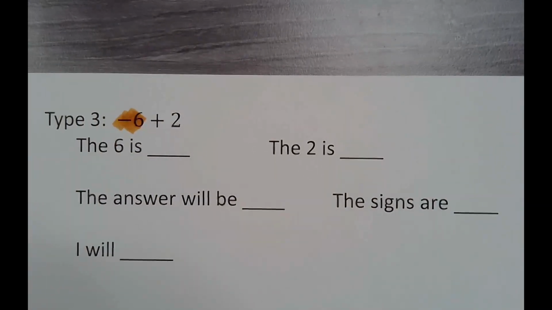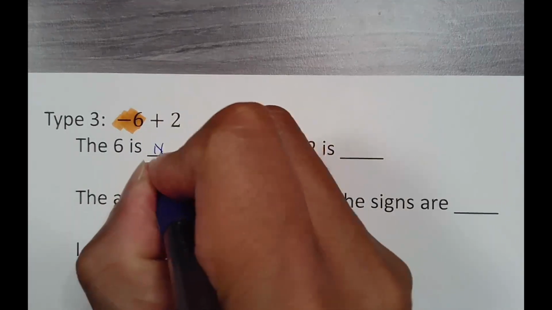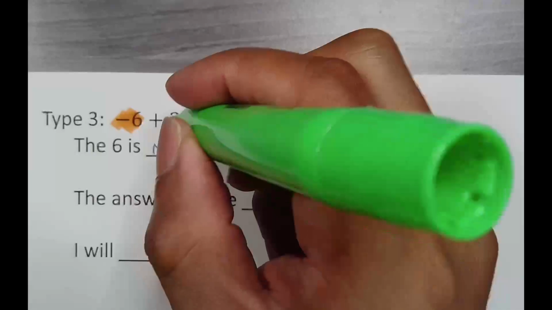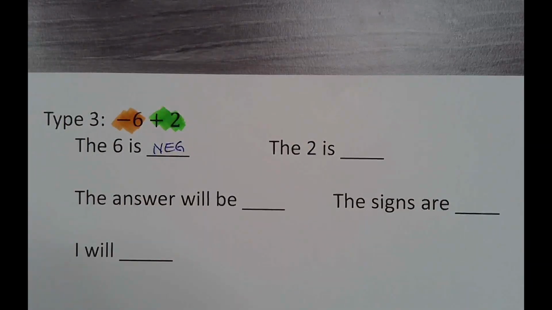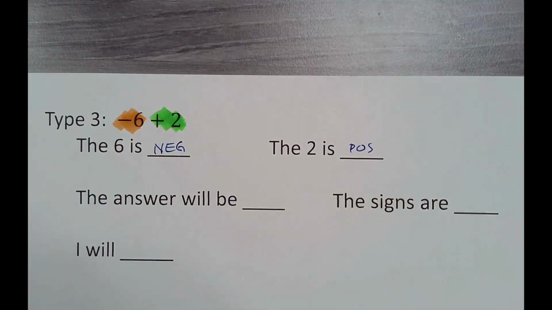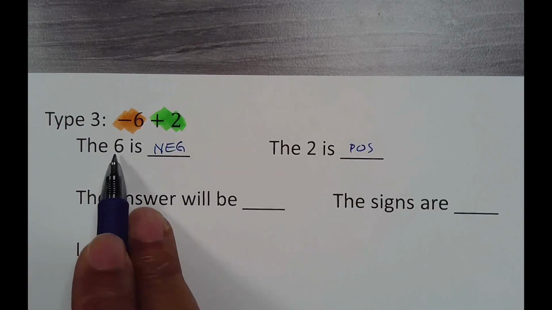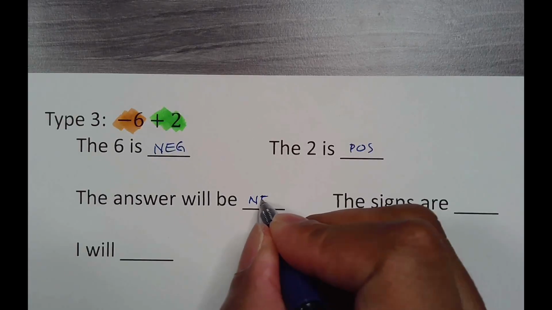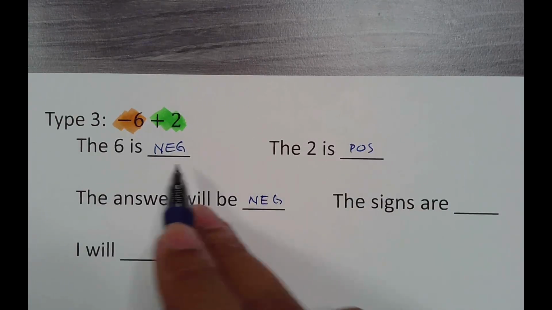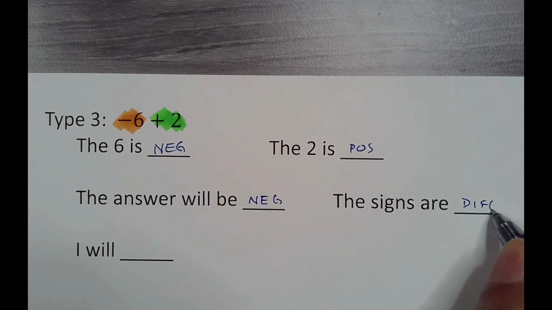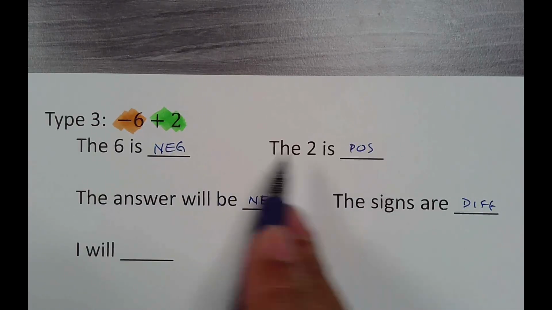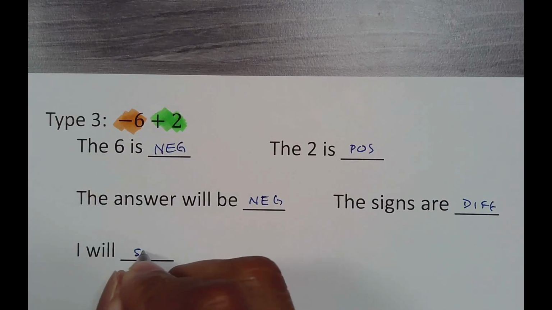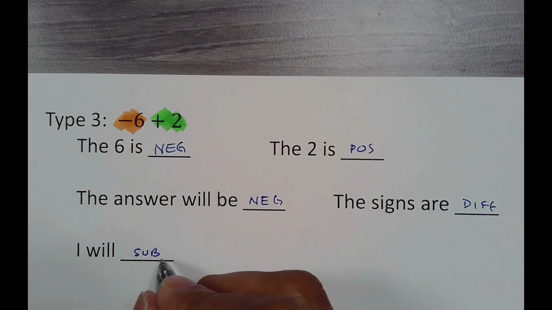Here, look in front of the 6, and you'll notice that the 6 is negative because there's a negative sign in front of it. The 2, look in front of the 2, and the first thing you see is a plus. The answer, we look at the bigger number. The bigger number is negative, so it'll be negative. Again, this is all learning how to see what's going on. The signs are different, so these two groups don't like each other, and people are going to leave. If the group gets smaller, that will be subtracting.